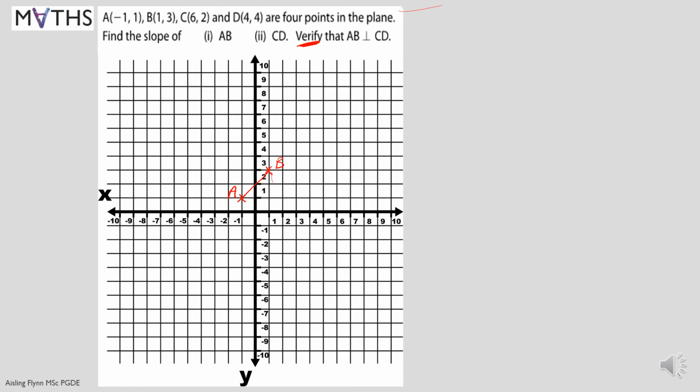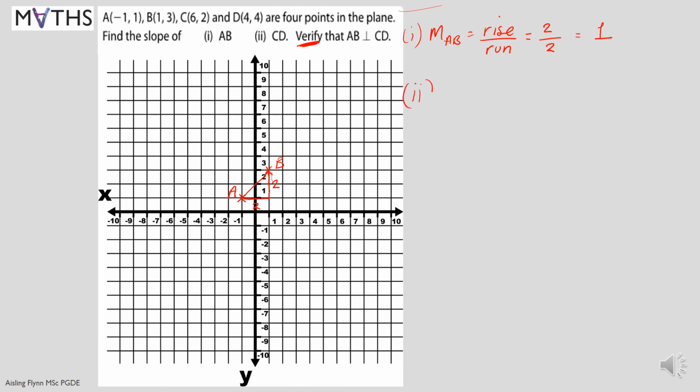There's our line AB. Okay, so we're going to get the slope of AB, which is the rise over the run. Okay, so let's run across from A to directly under B, that's 2 boxes, and then let's rise up, and that's another 2 boxes. So my rise is 2 and my run is 2, so 2 divided by 2 is 1. That's my slope of AB, and that was part 1.